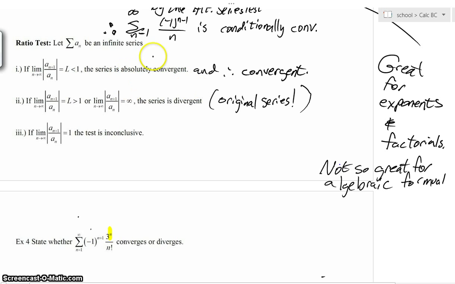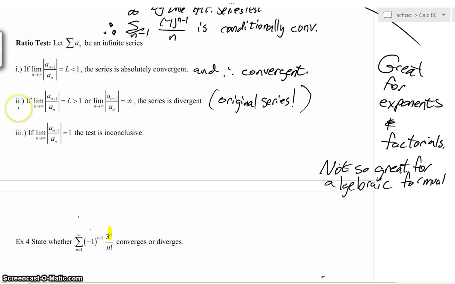Remember what we were talking about in our first video. Absolute convergence means that our series converges when you put absolute values around the argument of sigma. But that also means that you will converge without absolute value. You can say, and therefore the series converges without absolute value as well. You get both thrown in.